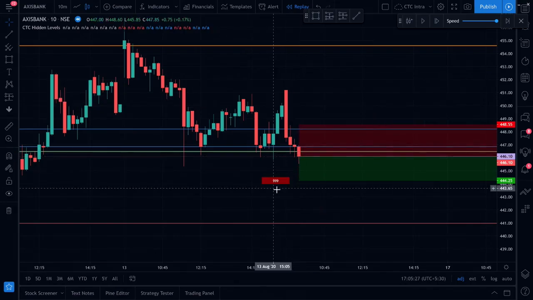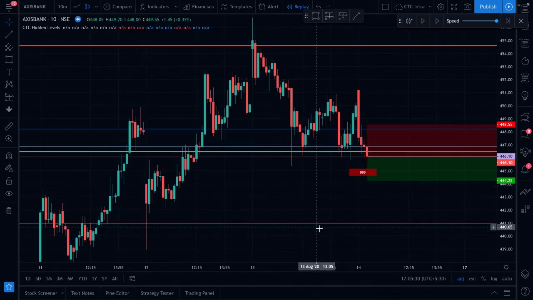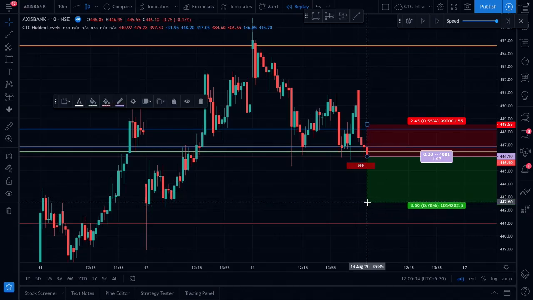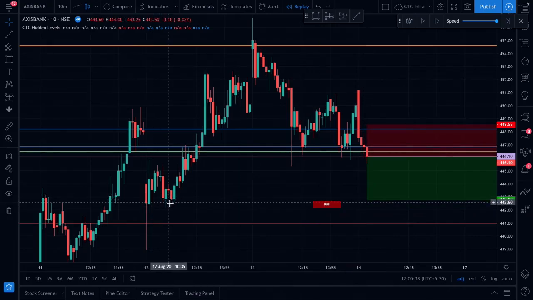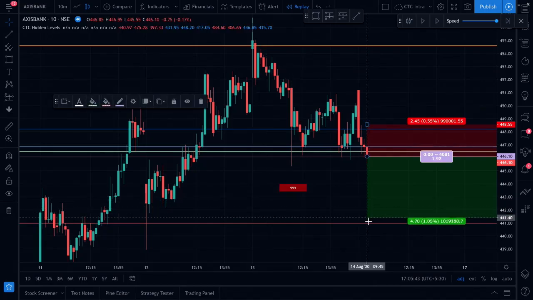Now what about the target? What do you see on the next level? Here is a good level. You can see there is this rejection coming off from this level, or this is also a good level.